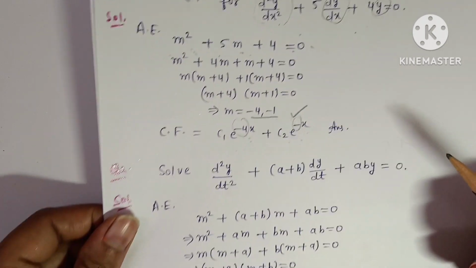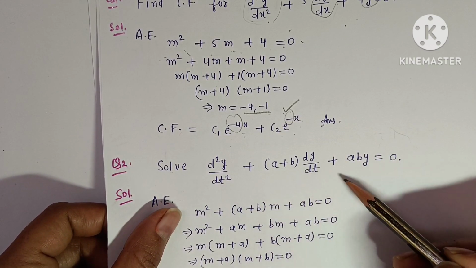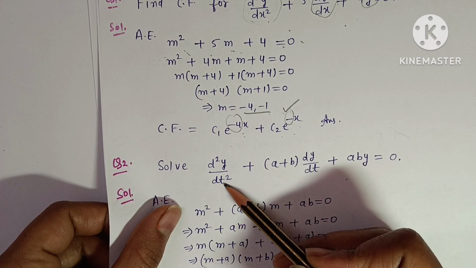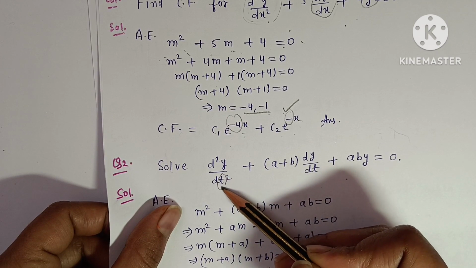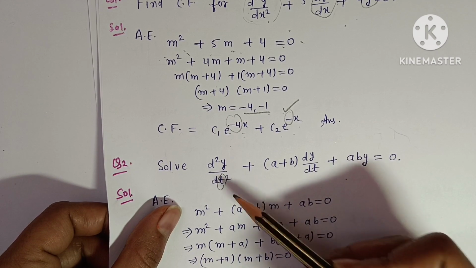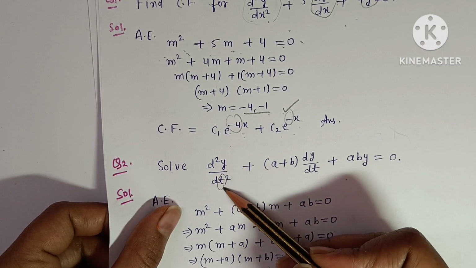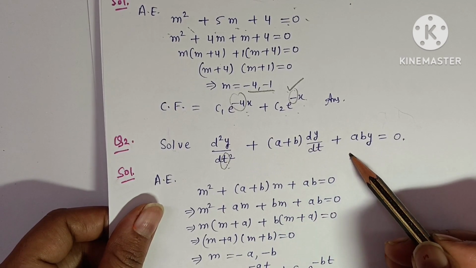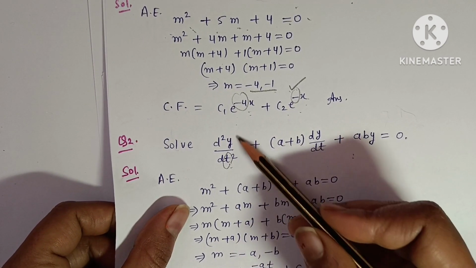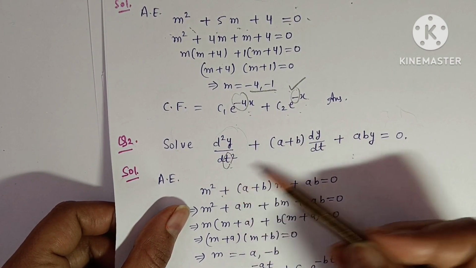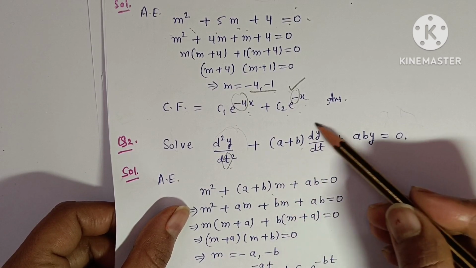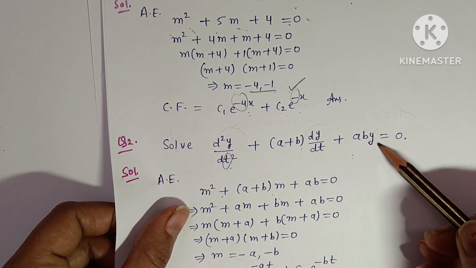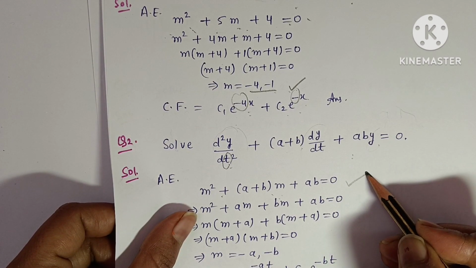It is very easy to find. Suppose you have this next example. Here you can keep in mind that the independent variable is t. So whenever you write CF, you will write t in place of x. First we have to write the auxiliary equation. So the auxiliary equation will be m square for this second order derivative, a plus b as it is, then m for this first order derivative, then ab because y is replaced with 1. So this is the auxiliary equation.